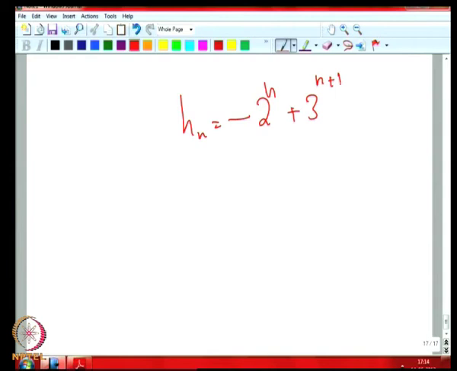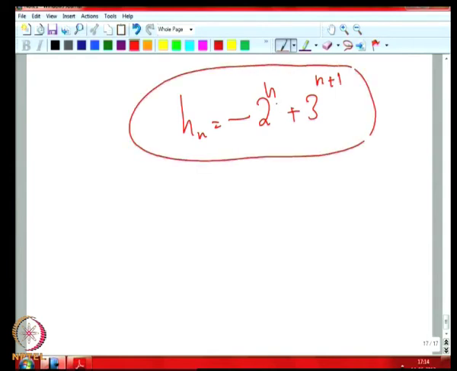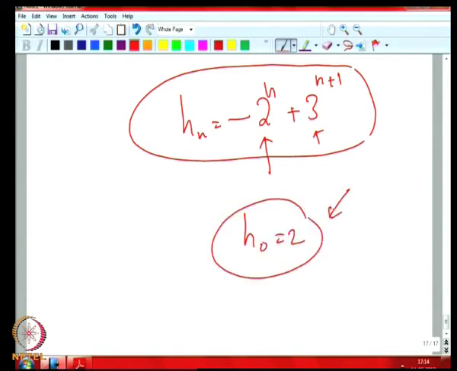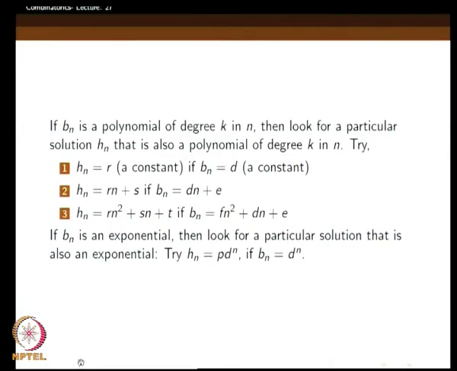So, indeed this will satisfy the recurrence relation. Now, if you put n equal to 0, what you get is 3 here and minus 1 there, 3 minus 1 is equal to 2, as we want, h0 is indeed 2 here. So, it is satisfying our initial condition also. So, this was our last.